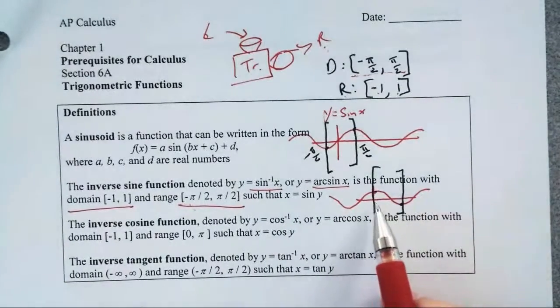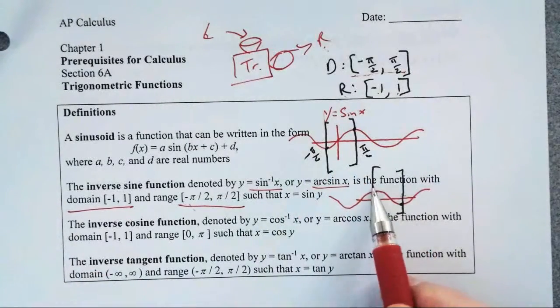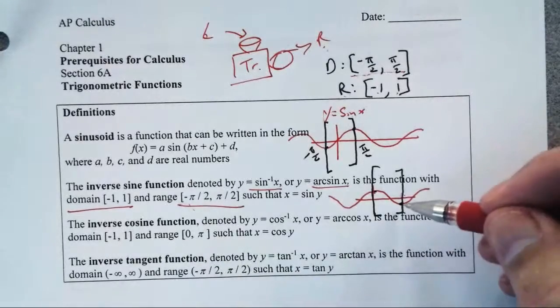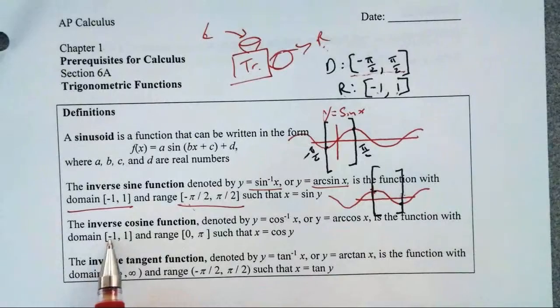So on cosine, we're 1 to 1 from 0 to pi. That's our domain that's going to be used for inverse cosine. So inverse cosine has a range of 0 to pi. We're still range of cosine negative 1 to 1, so domain negative 1 to 1. You'll see why that becomes important to us.